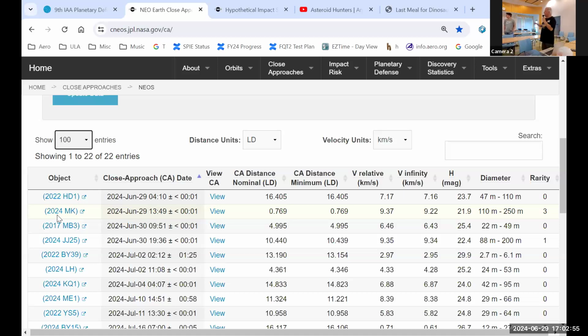Sorry, one more question. What is the relative magnitude, like the apparent magnitude, of these objects compared to stars or solar system planets? Are these relatively bright objects? Very low.